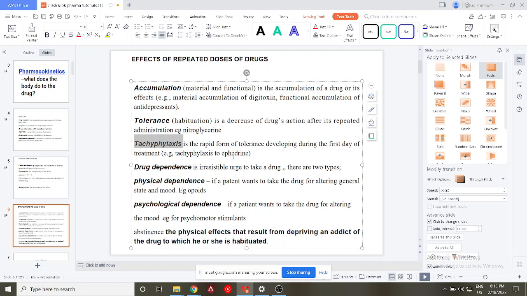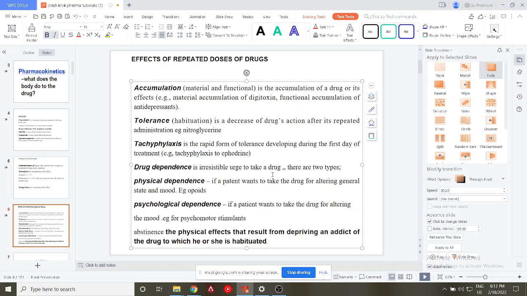Also take note of the drugs that are associated with tolerance and tachyphylaxis. For tachyphylaxis, Krok is going to tell you ephedrine. When you take ephedrine, you might develop tachyphylaxis. Then when you take nitroglycerin for angina, which is chest pain, you might develop tolerance. Okay. So the next term is drug dependence.